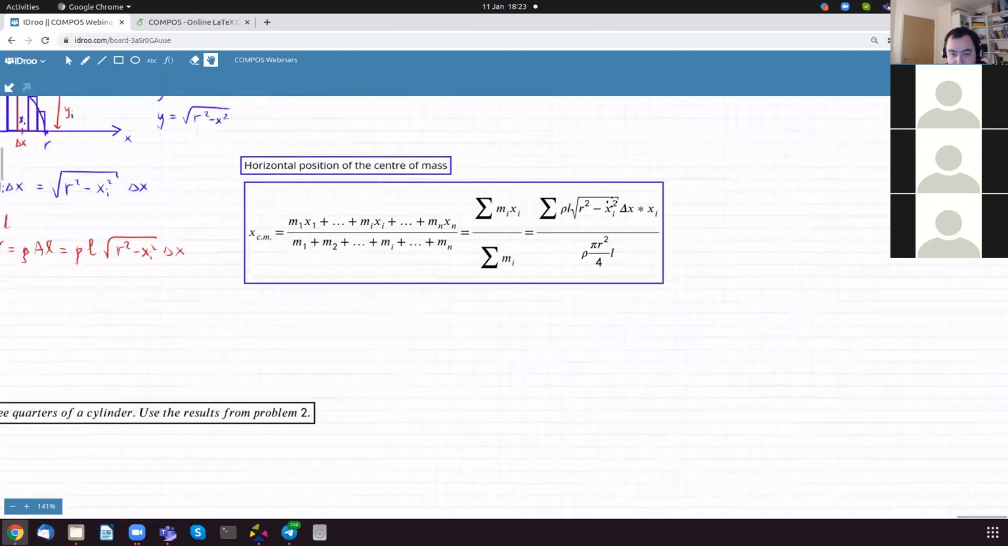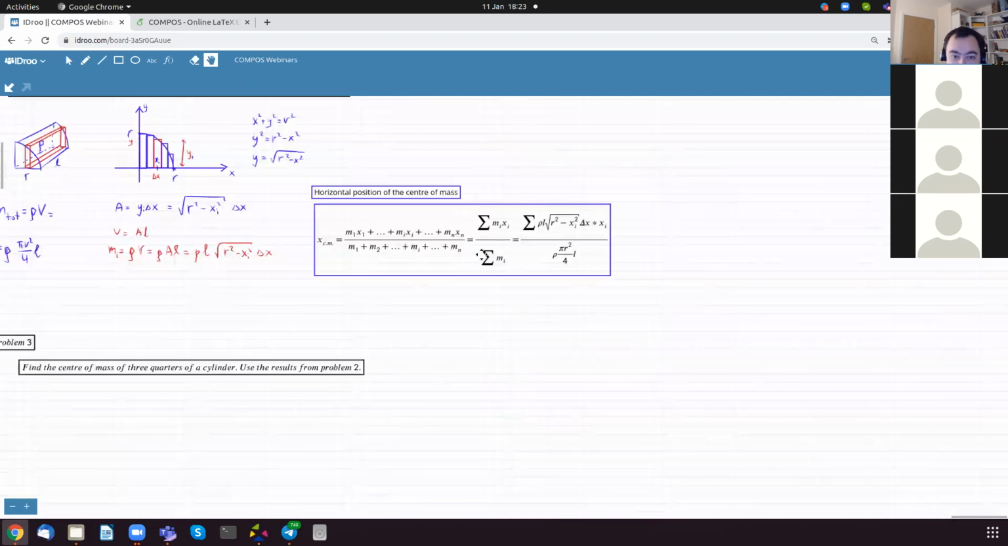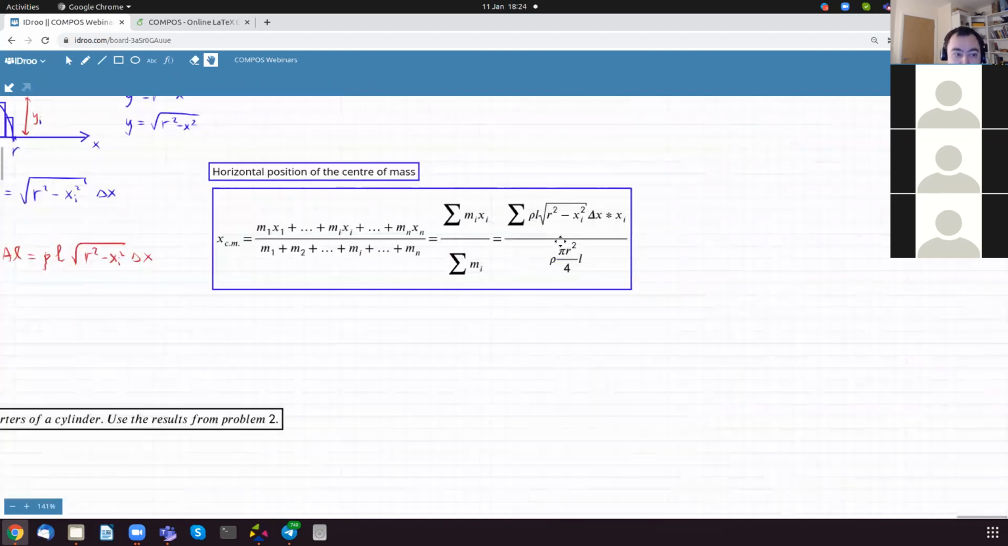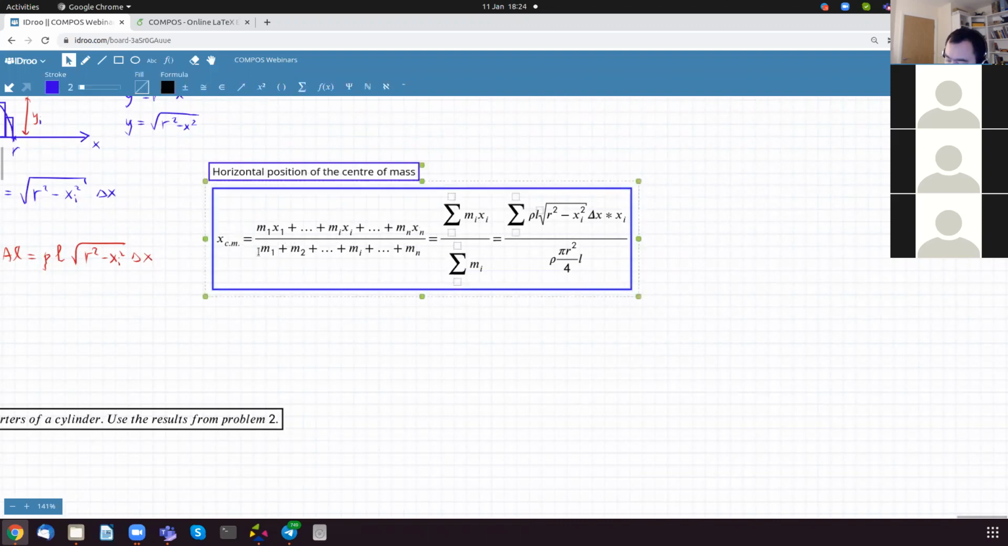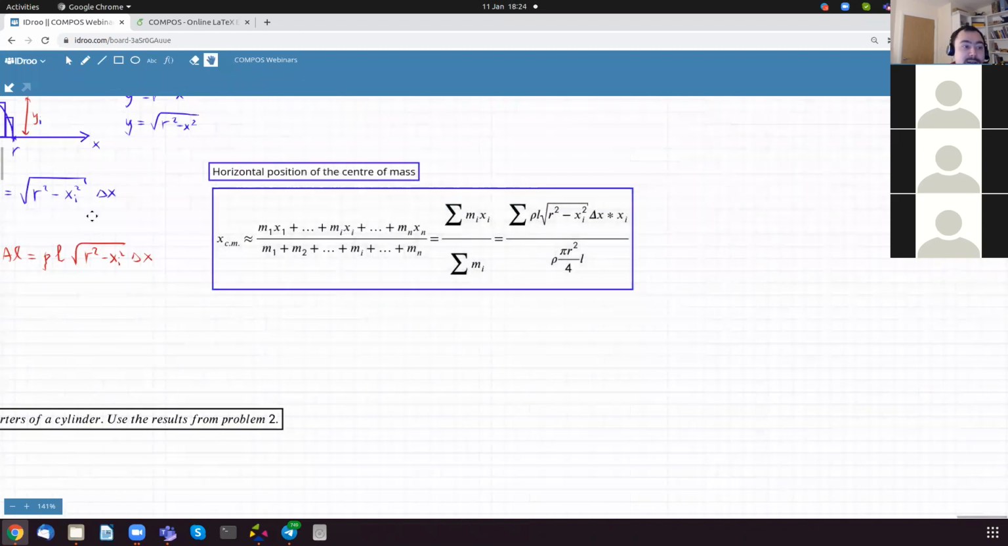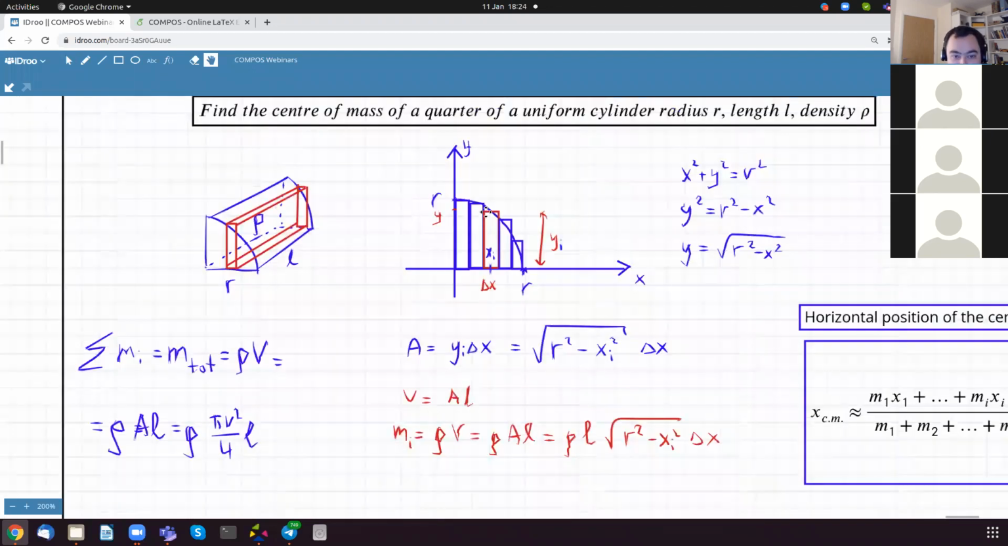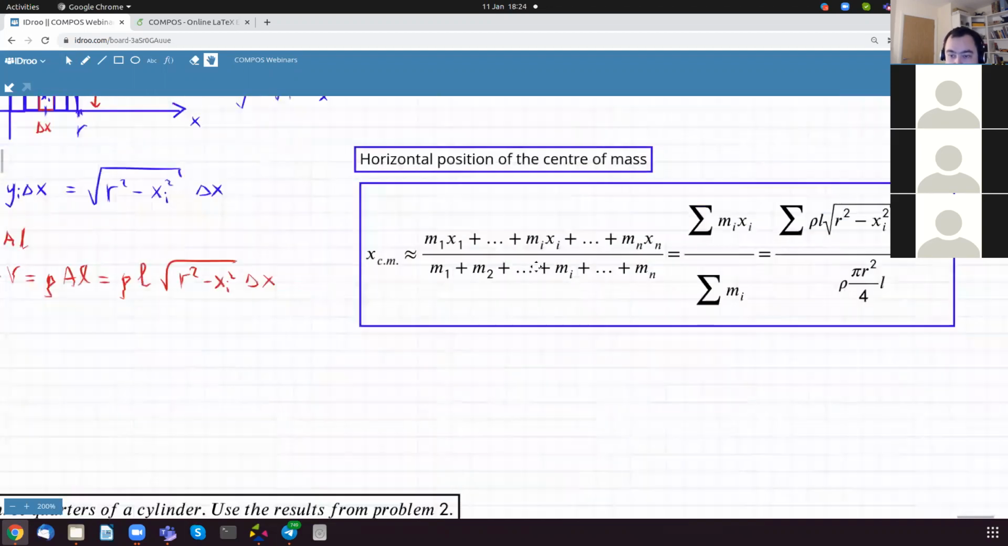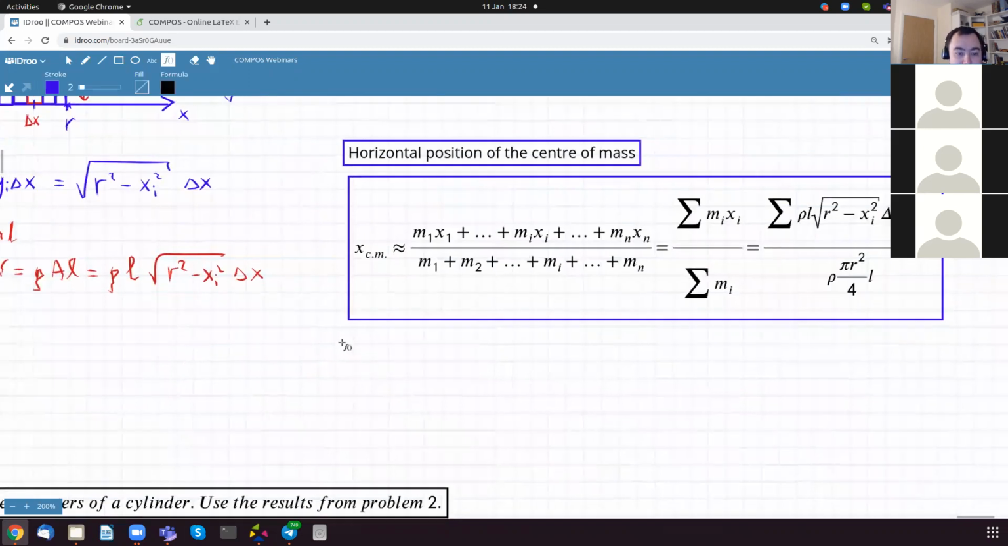So we haven't yet figured out what to do with the top bit, but you can guess. I have to say that this is approximate. I've mentioned it several times before, because these are not exactly rectangles. The rectangle is an approximation. That's why it's approximate. But it becomes equal when we take the integral.